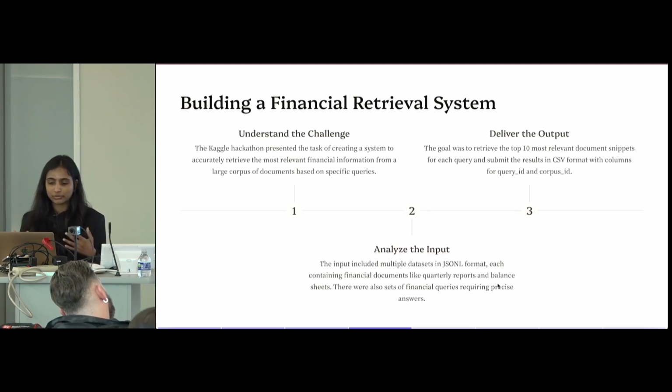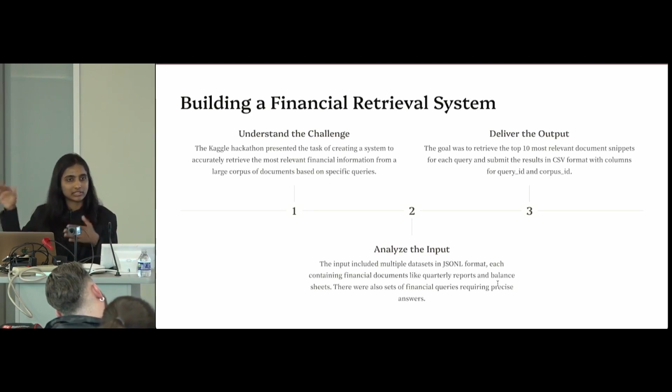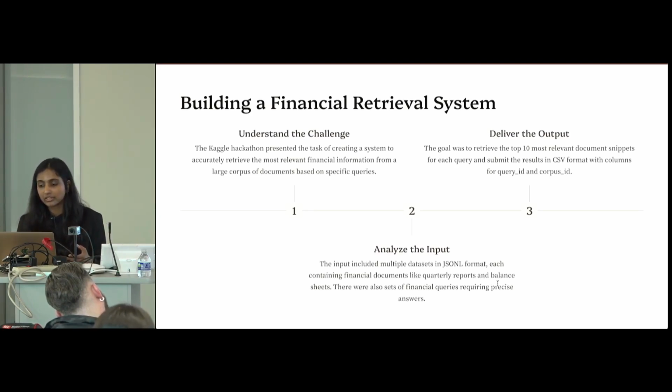In order to do that, they gave us different kinds of finance documents, like quarterly reports and also balance sheets. Some of them were in tabular format, some of them were in text format. So we had to deal with parsing all this data and retrieving the top 10 documents for each of the queries that we had. In total, I think there were 6,500 queries. So our output would consist of 65,000 rows because 6,500 queries and the top 10 documents for each.